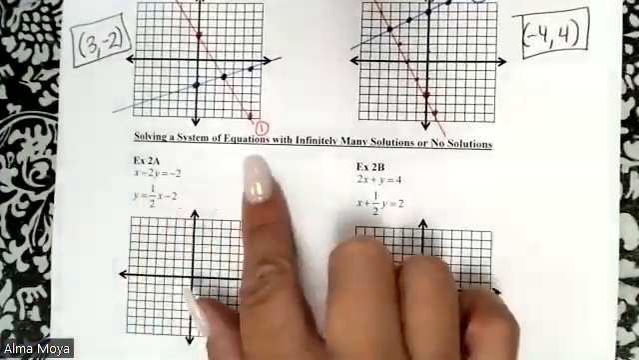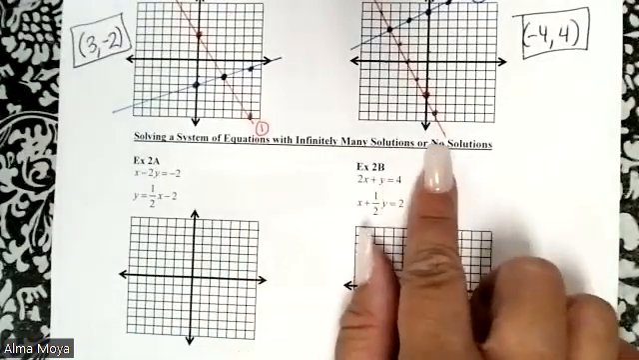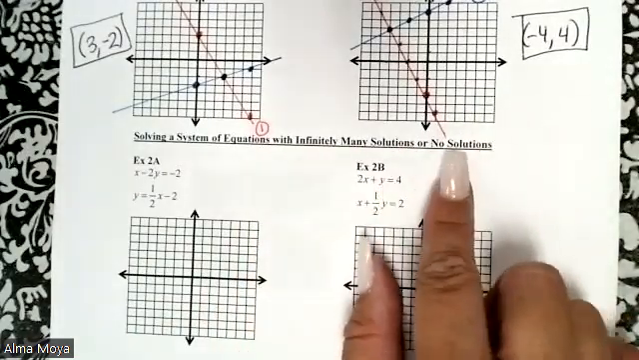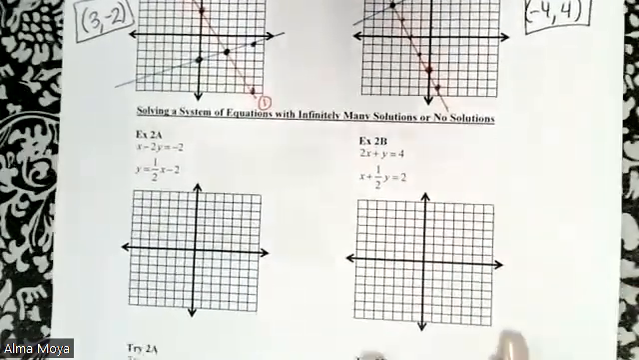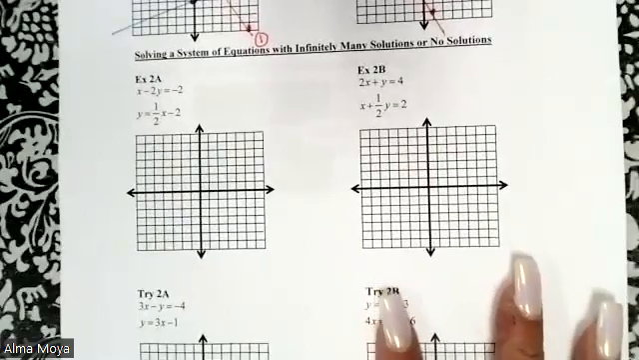Solving a system of equations with infinitely many solutions or no solution. Remember, no solution is when you have parallel lines. Infinitely many means it's coinciding lines. It's the same exact line that you're graphing, because one's on top of the other.